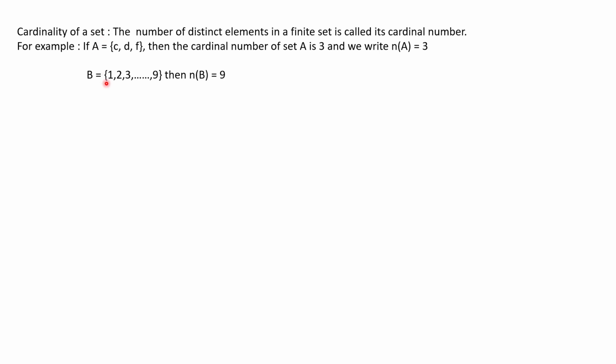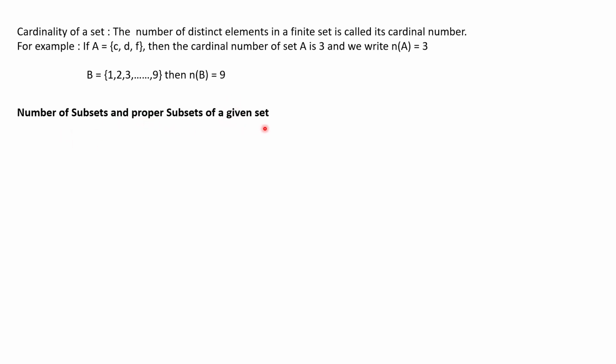Next, what is the meaning of cardinality of a set? Cardinality means the number of distinct elements in a finite set, which is called the cardinal number. For example, if I have taken a set A, it has 3 members C, D, F. So the cardinal number of set A is 3 and we write it as n(A) equal to 3. Now another example, B equal to 1, 2, 3 up to 9. So it has 9 members, so we will write n(B) equal to 9.